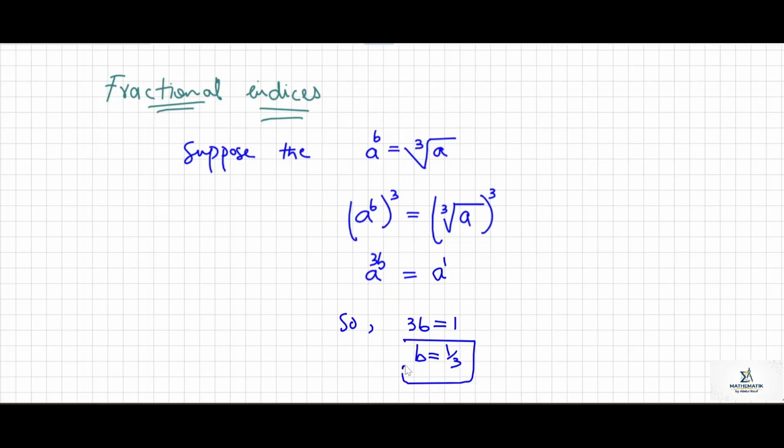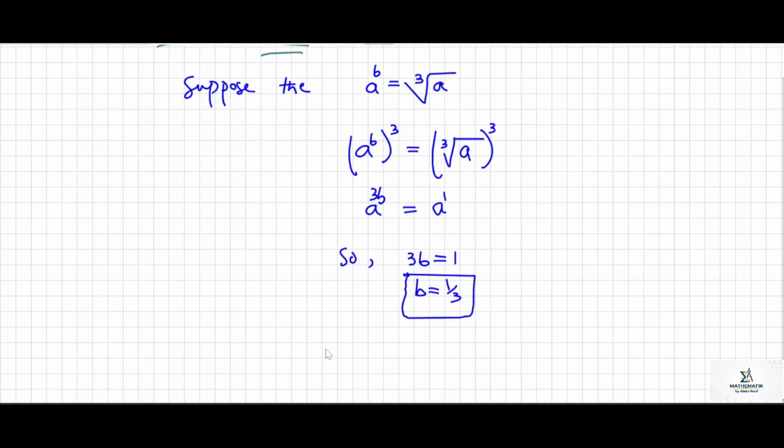Now from here you got what the b is. B is a raised to 1 by 3, or this can be written like this. It's a cube root. So here we have got the cube root.